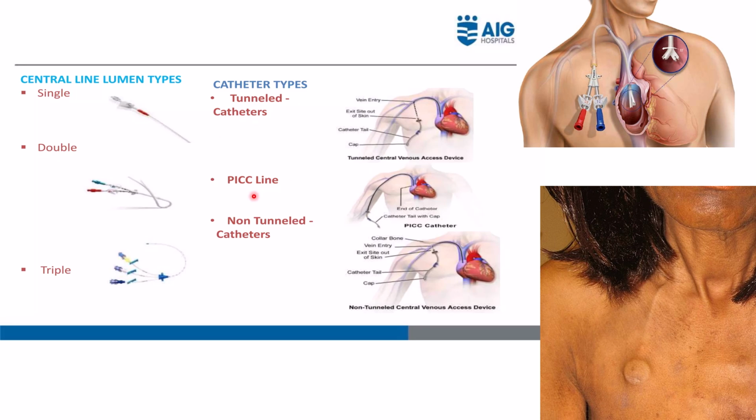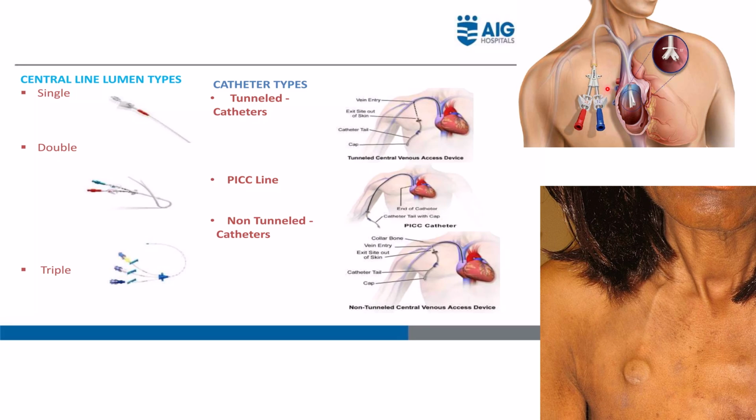Then what is a PICC line? The full form is peripherally inserted central catheter. Peripherally inserted means an arm vein is used for insertion, that is the cephalic vein or basilic vein. Through this vein, the catheter is inserted into the superior vena cava. That is the PICC line. What veins do we use for inserting catheters? We can use the femoral vein, subclavian vein, and internal jugular vein. That's all about tunneled catheters, PICC lines, and non-tunneled catheters.